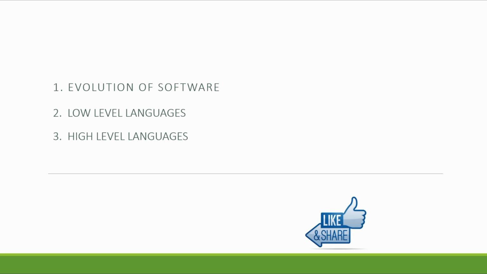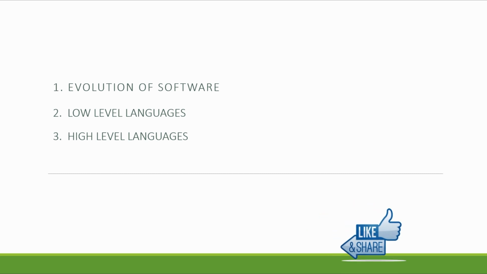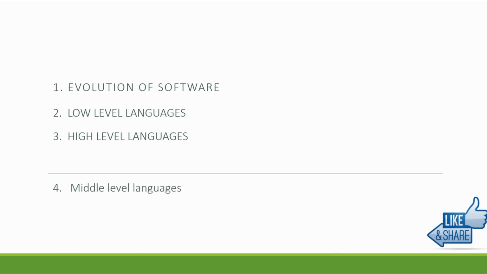Also remember, languages like C and C++ serve both the aspects, and we can call them middle level languages. What is that? C and C++ are at the same time close to the machine and also close to the programmer. Thus, they serve as middle level languages.